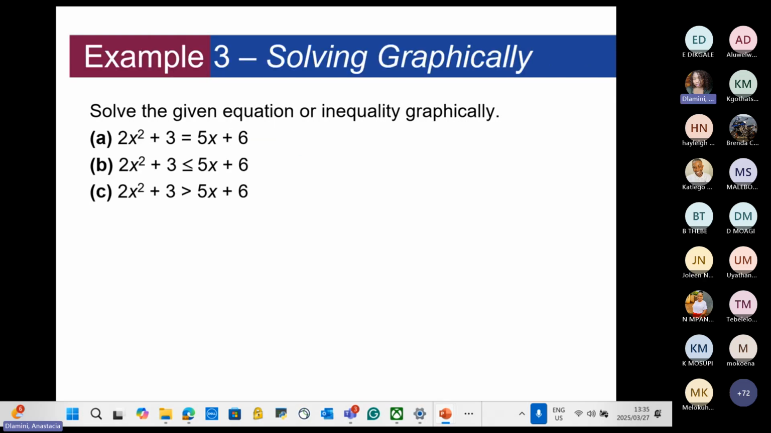Solve the given equation or inequality graphically. Should I give you 2 seconds to discuss it while I drink my water? How do we do this?